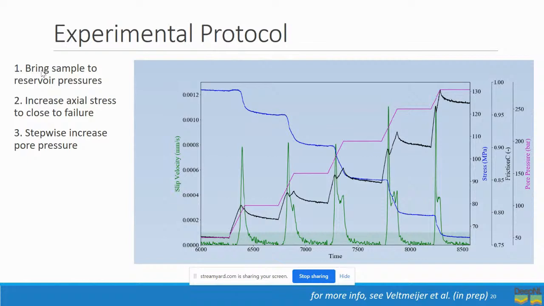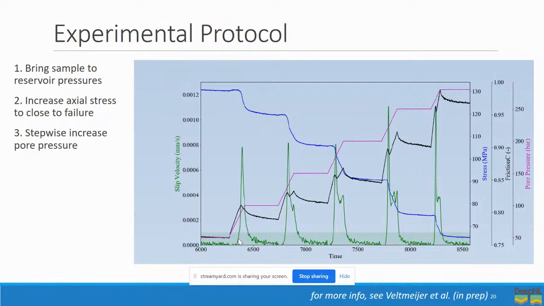And then, if we have reached that point, so we are close to failure, we start to increase the pore pressure in the system. In this experiment, we did that in steps. So the pink curve is the pore pressure increase. Over time, you see we do that in steps going up in pore pressure. And then we measure the stress change in blue, as well as the slip velocity change of the sample, and so how much shortening or strain or reactivation or slip along the fault you have.